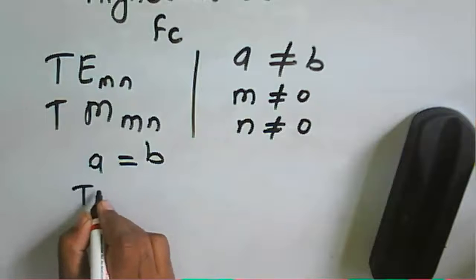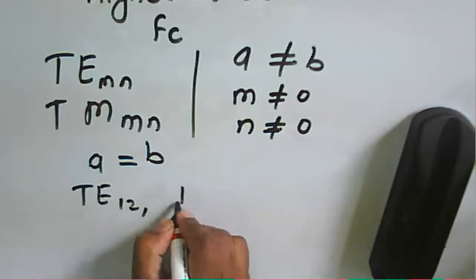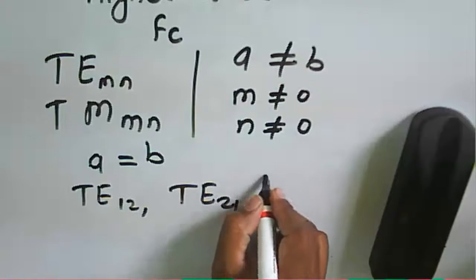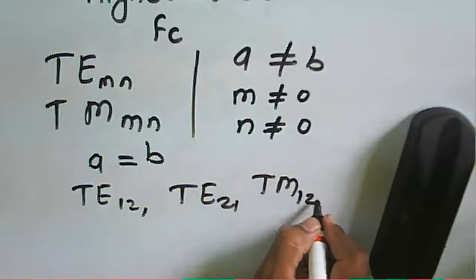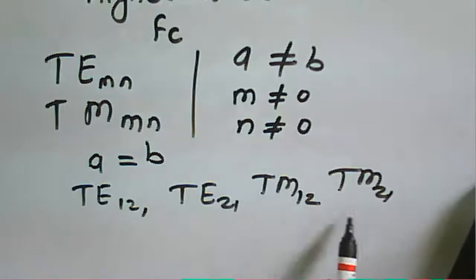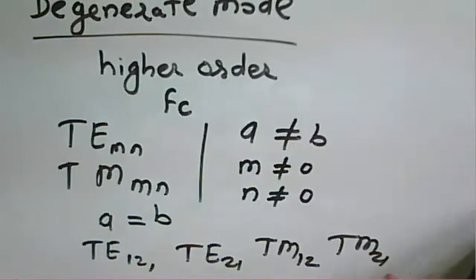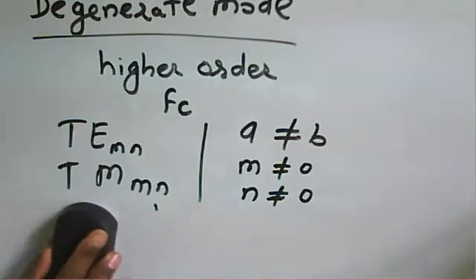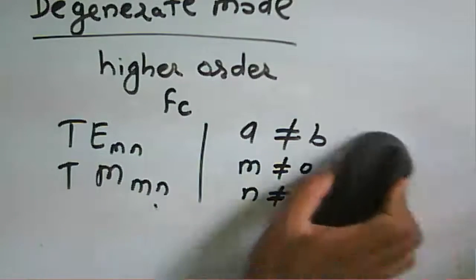So we can say that TE12, TE21, TM12, TM21, if a is equal to b, in that case those modes have the same cutoff frequency. These are higher order modes with the same cutoff frequency, under the condition that a is equal to b, and these modes are called degenerate. Even if a is not equal to b, some modes are generated, and those modes are called degenerate modes.